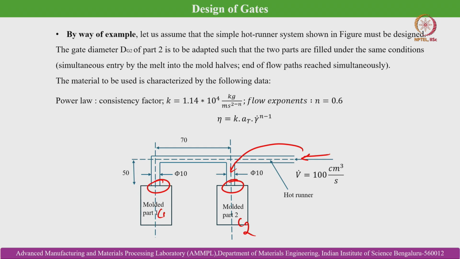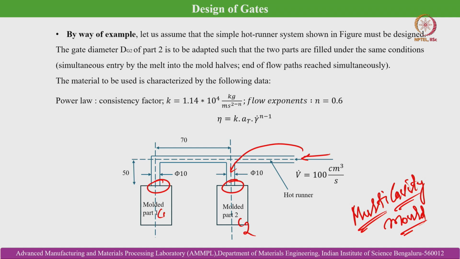In this case the basic objective of going for multi cavity mold is defeated. Because in case of multi cavity mold, it is expected that the melt, the polymer or polymer metal, polymer ceramic mixture will enter all the component cavities simultaneously. To achieve that, we need to design the ingot and runner dimensions effectively. So, let us see how we can do that. Hence simultaneous entry by the melt into the mold halves, end of flow paths reached simultaneously.